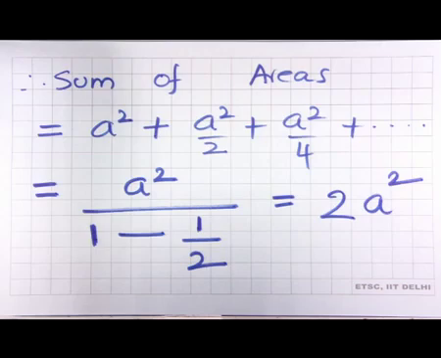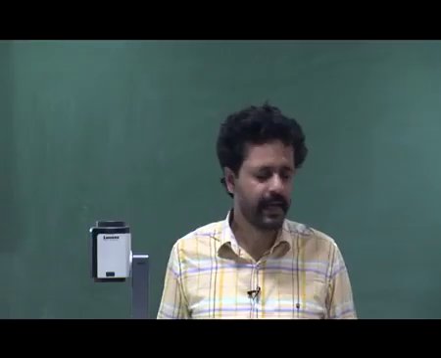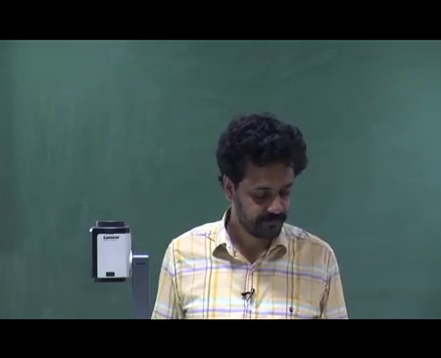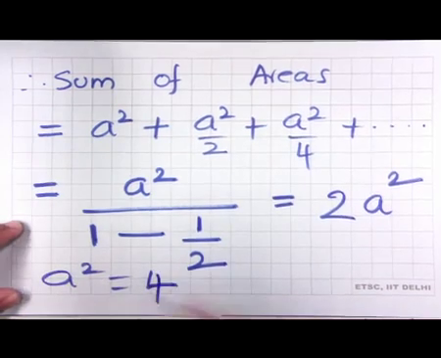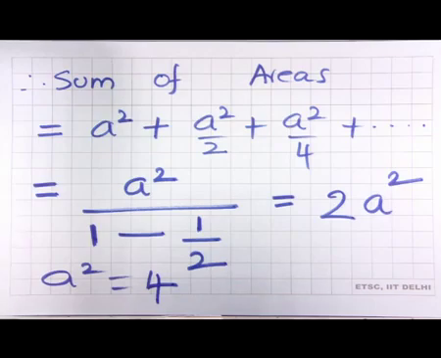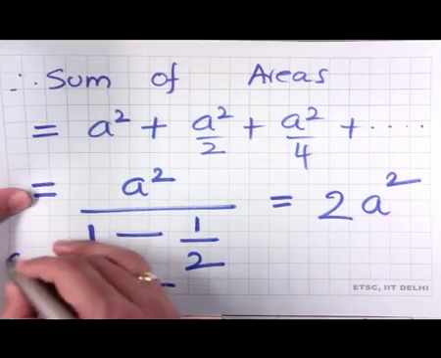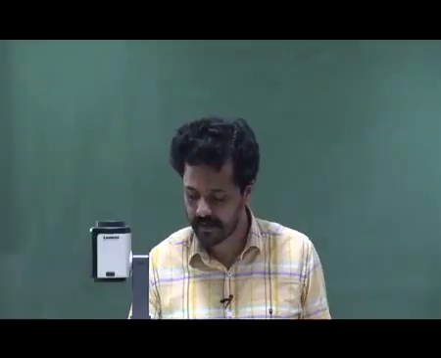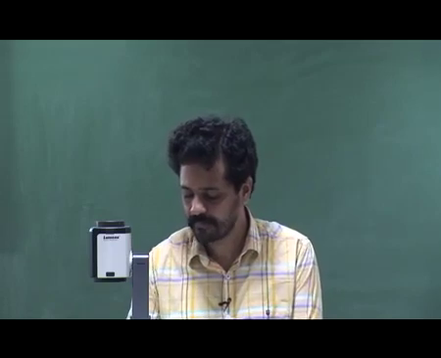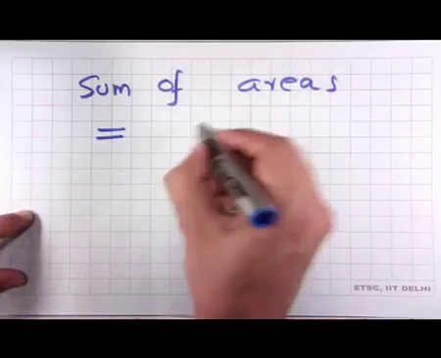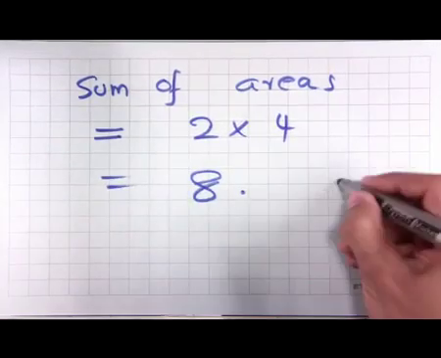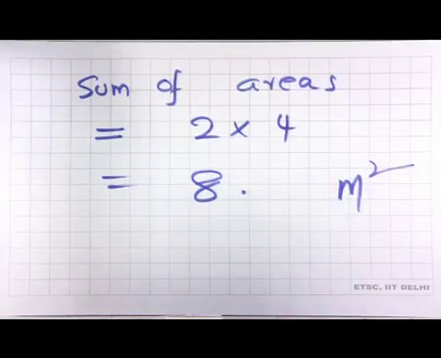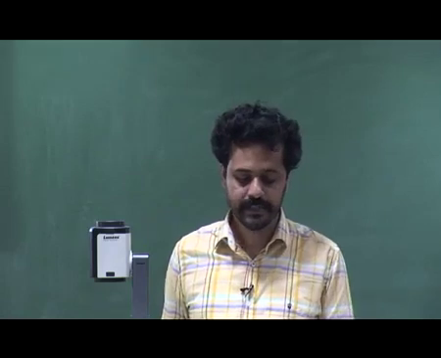It is given that the outermost square has area 4 meter square. So, a square is 4 meter square. a square equals 4 numerically. Therefore, the sum of areas is equal to 2 into 4, which is 8, with the unit 8 meter square. Basically, it is a problem on GP.